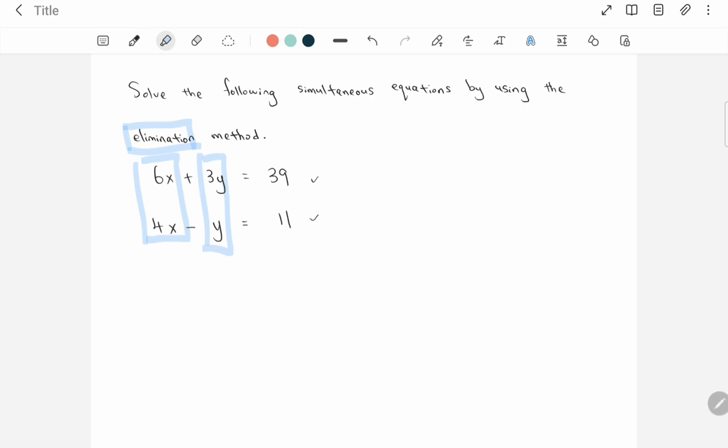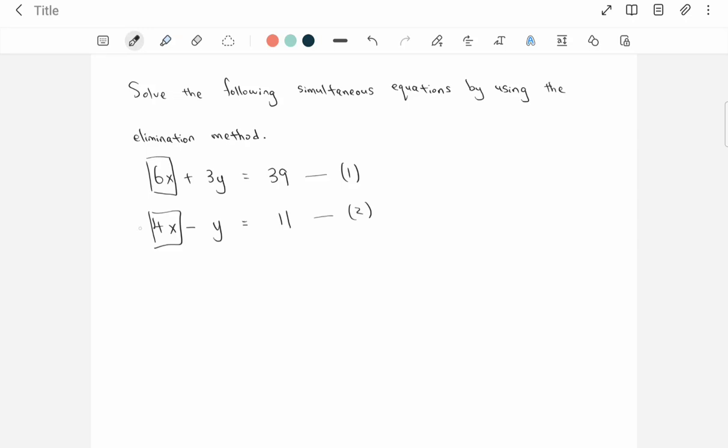In order to do so, we may transform the equations into new equations. Let's say 6x plus 3y equals 39 is equation 1, and 4x minus y equals 11 is equation 2. As you can see here, none of the x or the y is the same. What do I mean by the same? For example, if you take a look at the 6x and 4x here, both of these are not the same, so we need to make them the same.